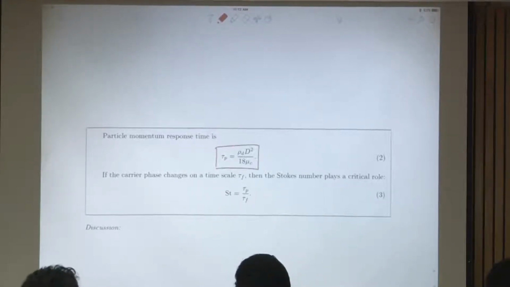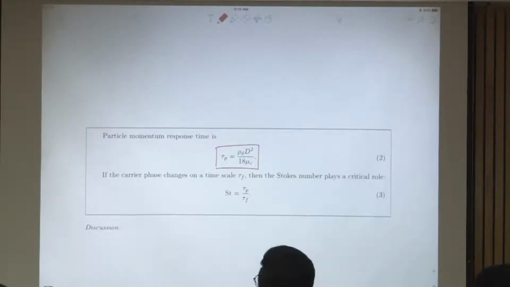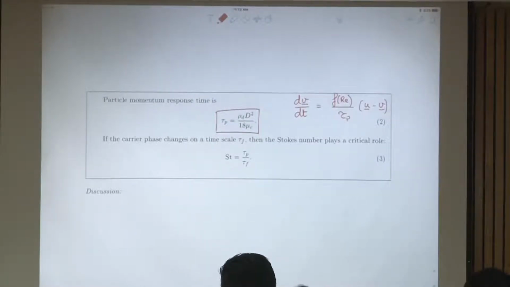From that, what we learned is that the particle response time is found to be this tau p here. That's a characteristic time scale that controls the coupling between the phases. To this corresponds the equation that we wrote last time: f of a Reynolds number over tau p times the difference between the fluid velocity and the particle velocity. Okay, so this is going to be our equation.